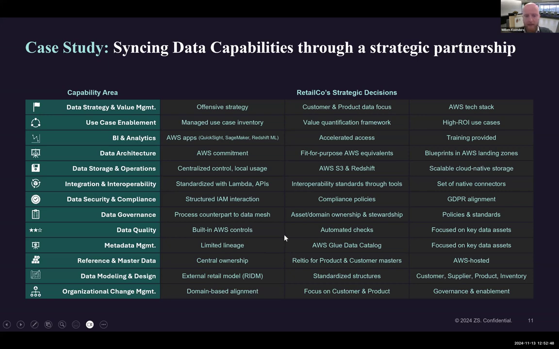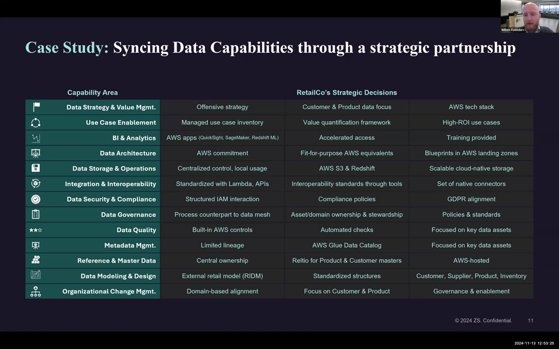Metadata management, for example, they weren't necessarily that interested in it. There wasn't a regulatory requirement to do so. But given that it was all natively in AWS, you could use the Glue data catalog anyway, because the majority of it was automated. So they did it. It was easy to do. And one other choice around master data is not really strongly provided in the AWS landscape at all. So they tagged on a Reltio capability for that, but again, hosted on AWS.